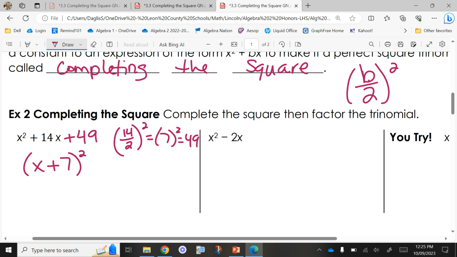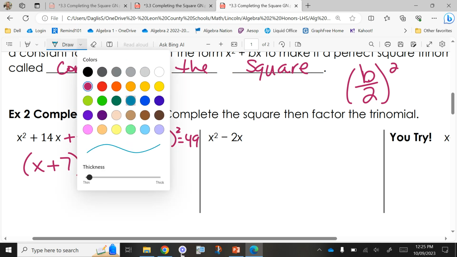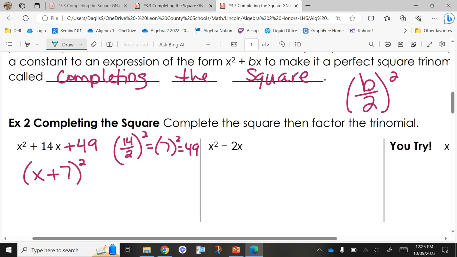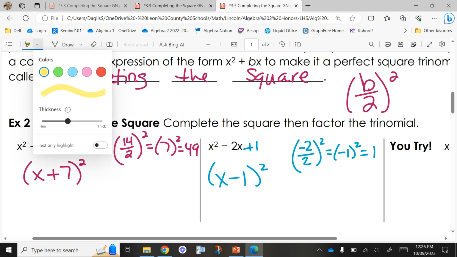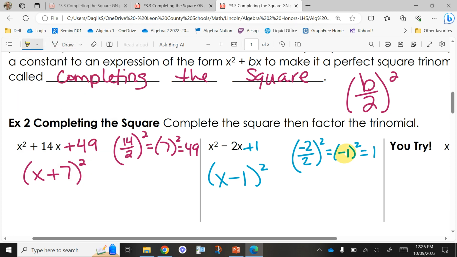So my next one, x squared minus 2x. What's the square that we're missing? 1. I heard it. It's a positive 1. Again, we took our b and cut it in half. Negative 2 cut in half is negative 1, and negative 1 squared is 1. How do I write this as a binomial squared? X minus 1, good. Another cool little trick you might notice: when you cut it in half, that's the piece that goes in your parentheses each time.